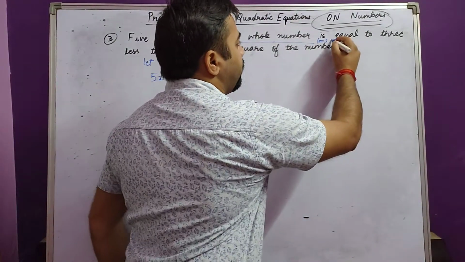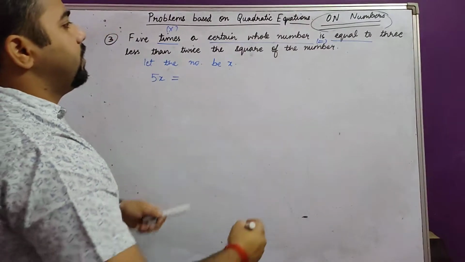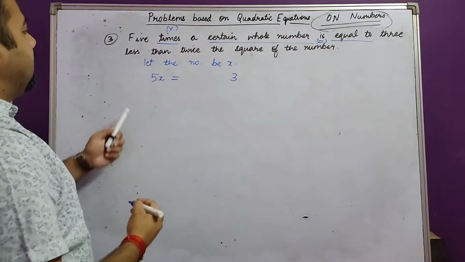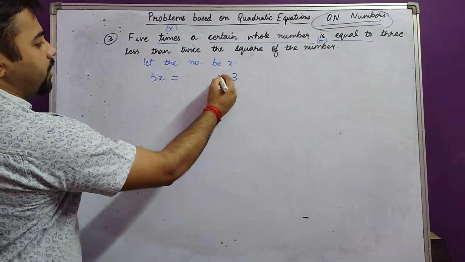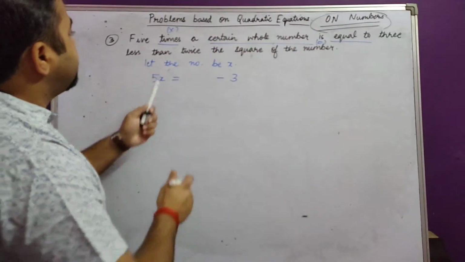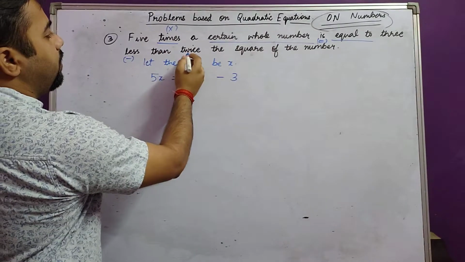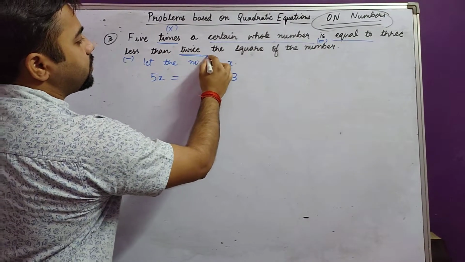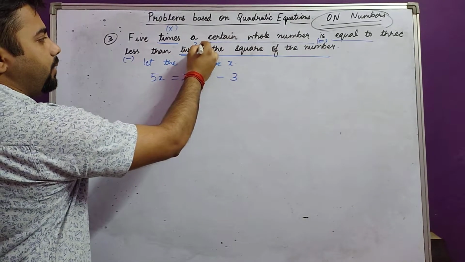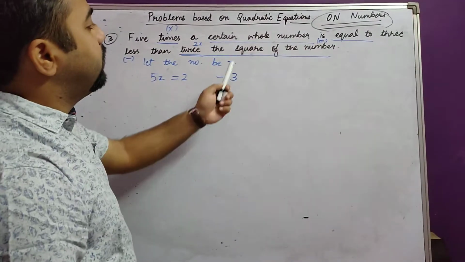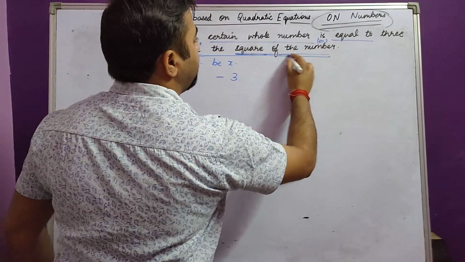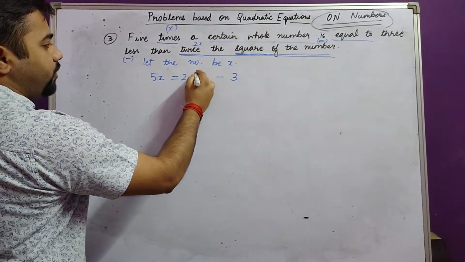Is equal to 3. We have to write 3 over here. Less. Less means the negative sign. By which number is it less than 3? It is less than 3 by twice the square of the number. Twice means 2, multiply. We have to multiply 2 with which number? Square of the number. That is, the number has to be squared.